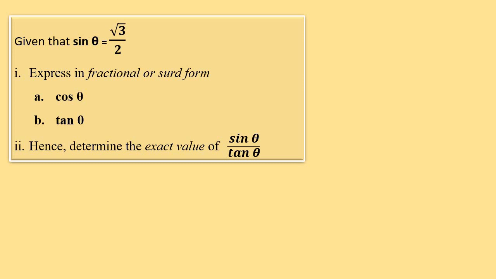Given that sine theta is equal to root 3 over 2, express in fractional or surd form cosine theta. Now, let's look at part A. Sine theta is equal to root 3 over 2.